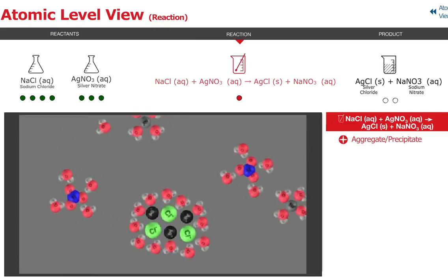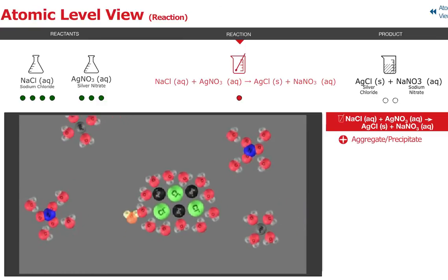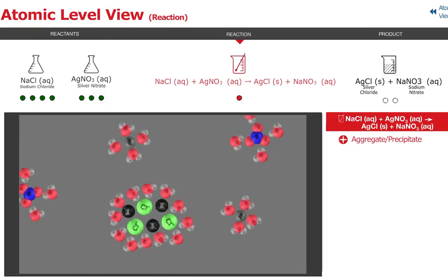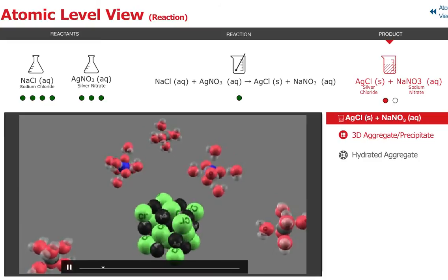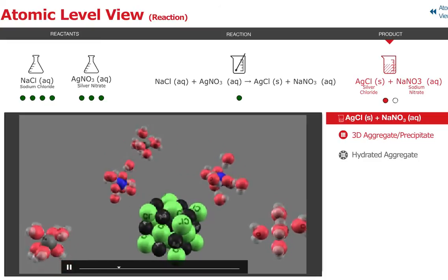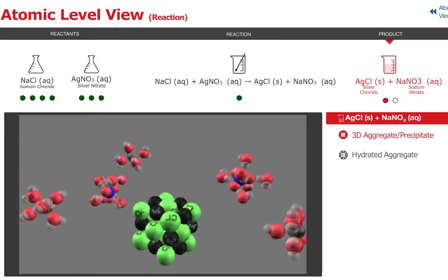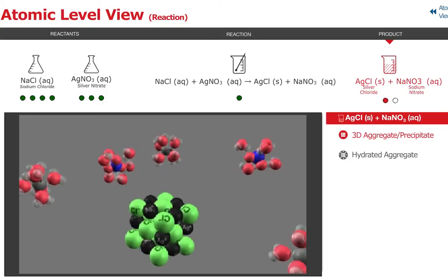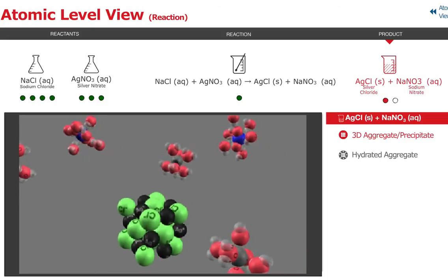Please note that the water molecules shown disappearing after leaving the ions have actually become part of the solvent, which was not depicted. In this final segment, the silver chloride precipitate, represented by the 3D aggregate of ions, has formed. The spectator ions of hydrated sodium and nitrate ions are unaffected and continue moving about due to collisions with water molecules making up the solvent.